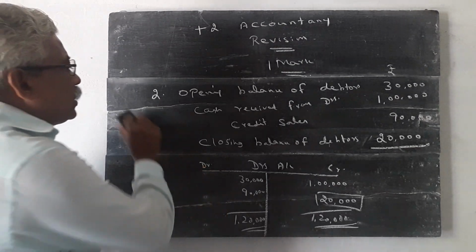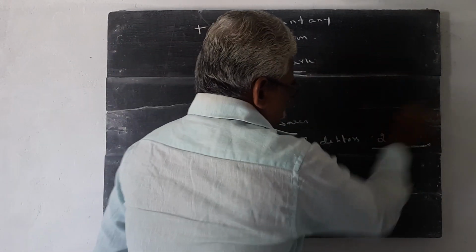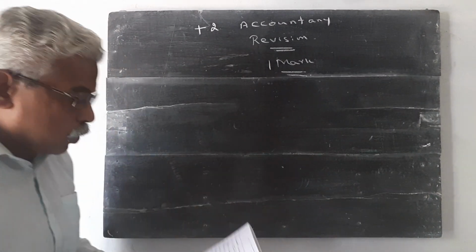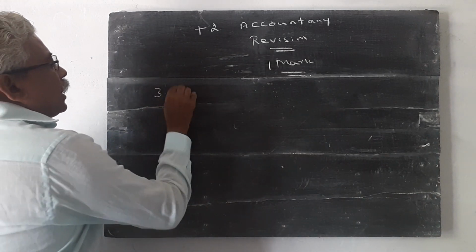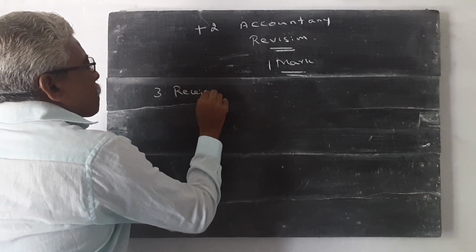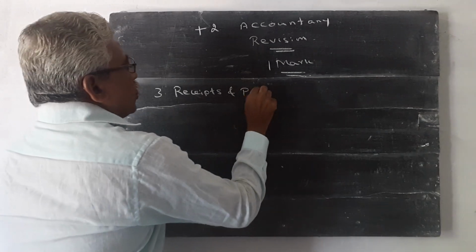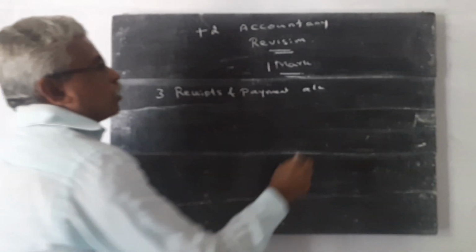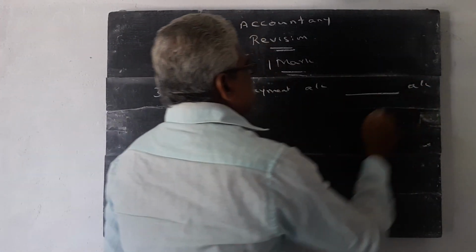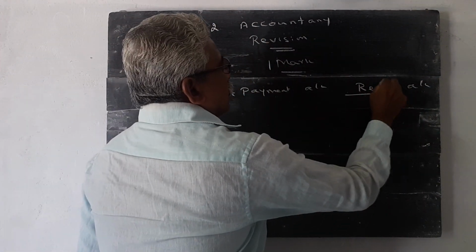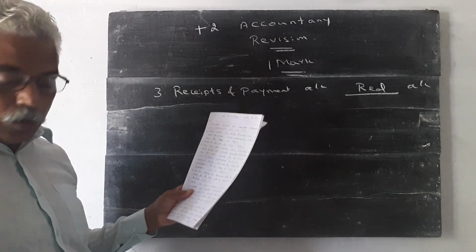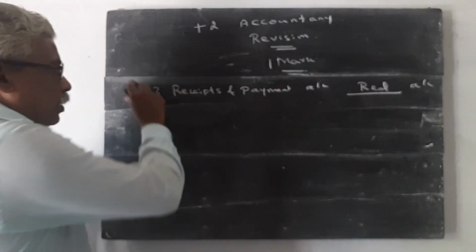Then, question number 3. Receipts and payment account is dash account. It is a real account. Receipts and payment account is the real account. We all know, so I go to the next question. Question number 4.